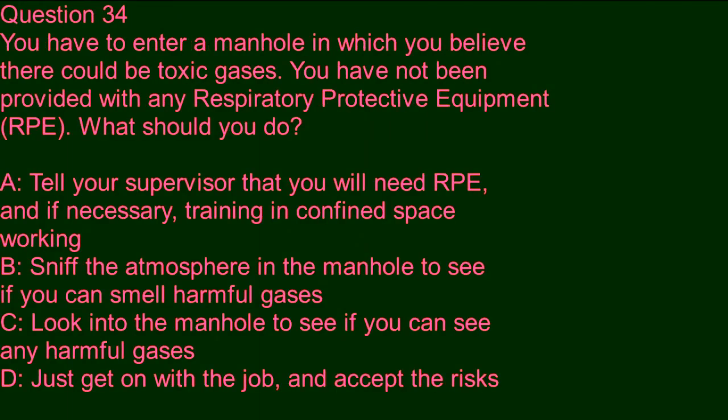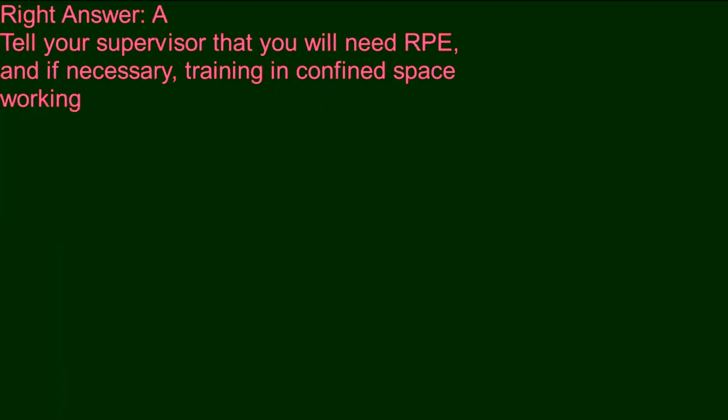Question 34. You have to enter a manhole in which you believe there could be toxic gases. You have not been provided with any respiratory protective equipment, RPE. What should you do? A. Tell your supervisor that you will need RPE, and if necessary, training in confined space working. B. Sniff the atmosphere in the manhole to see if you can smell harmful gases. C. Look into the manhole to see if you can see any harmful gases. D. Just get on with the job and accept the risks. Right answer, A. Tell your supervisor that you will need RPE, and if necessary, training in confined space working.